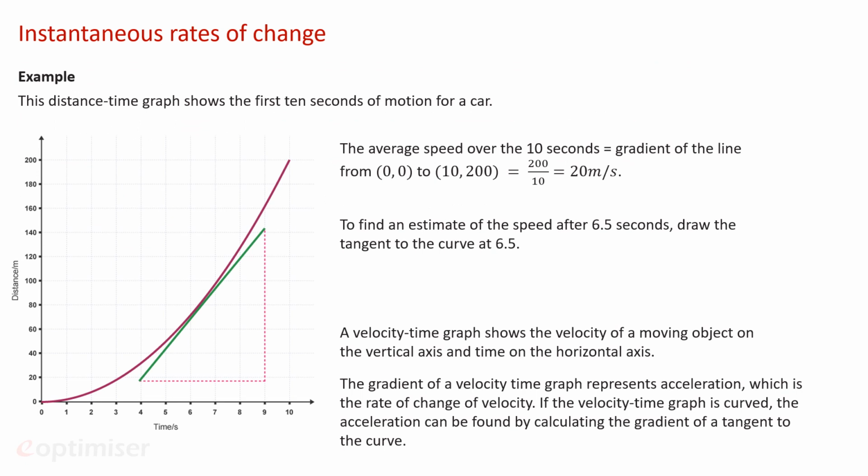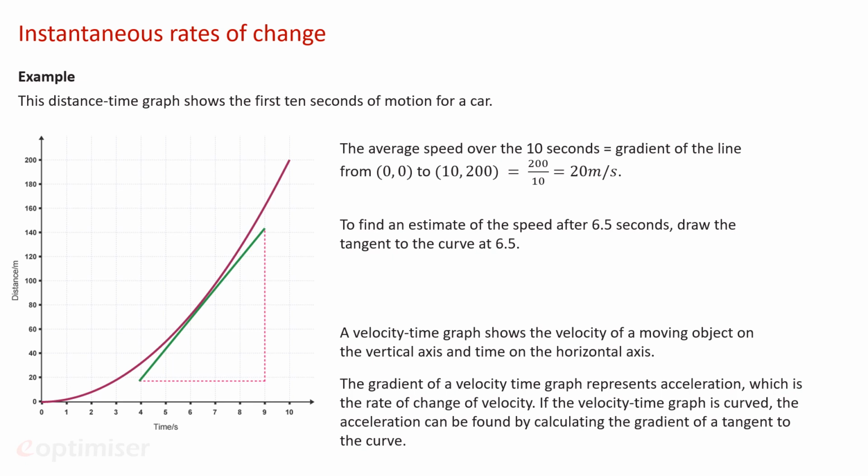So in this distance-time graph, this is the curve. This is not a straight line. Looking at this, from 0 to 10 seconds, it travels around 200 meters. So the variation of y is 200, and the variation of x is the time, which is 10. Therefore, the average speed over 10 seconds is equal to 20 meters per second.